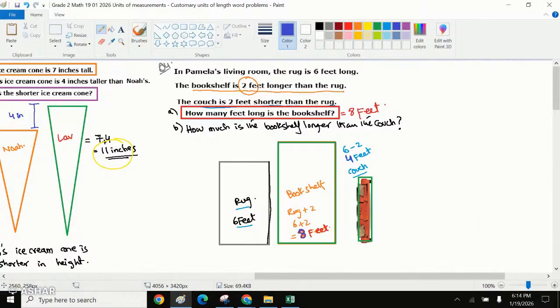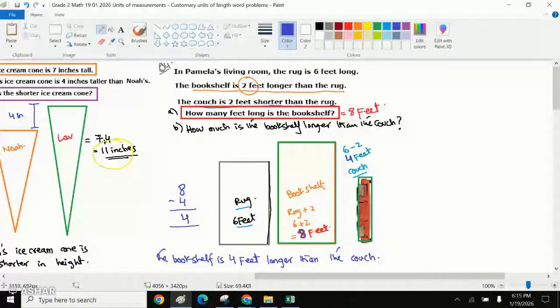Okay, so can we say that 8 minus 4 should be the difference of height? And what is 8 minus 4? Yes, that is still 4, right? So we can say the bookshelf is 4 feet longer than the couch.